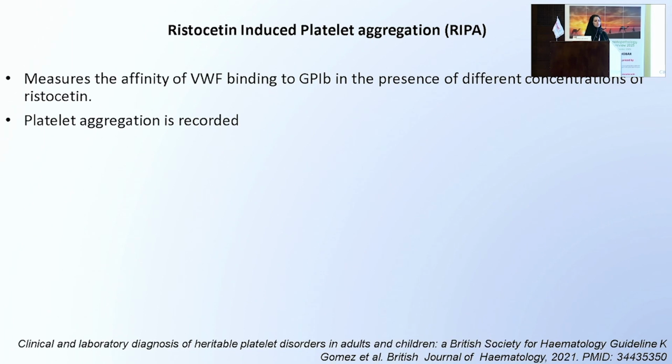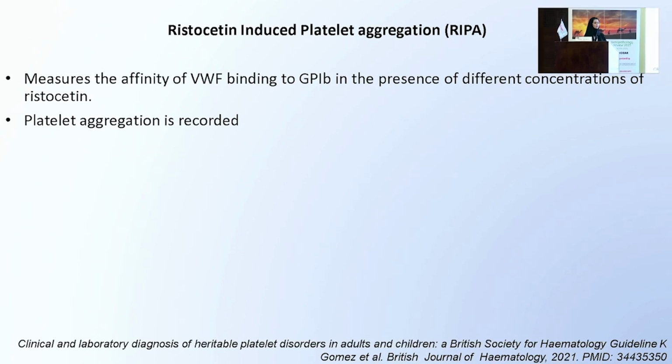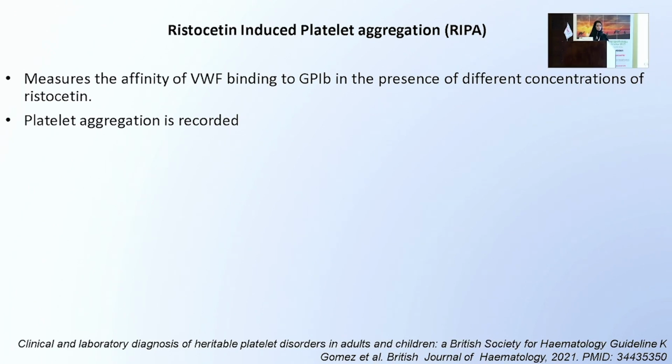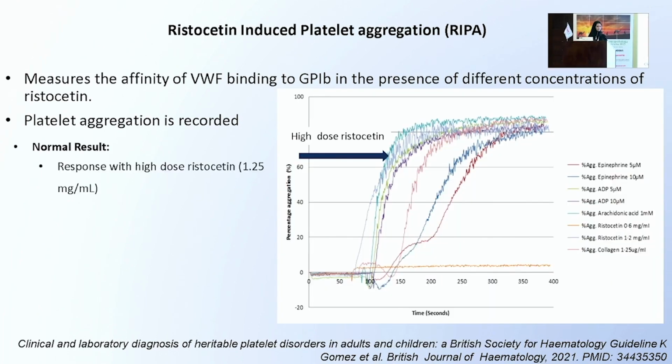Now, although I'll be talking about laboratory at the end, I thought it's best to discuss ristocetin-induced platelet aggregation, or RIPA, here, because it has characteristic findings in type 2B. So it measures the affinity of VWF binding to glycoprotein 1B in the presence of different concentrations of ristocetin, and then the platelet aggregation is recorded.